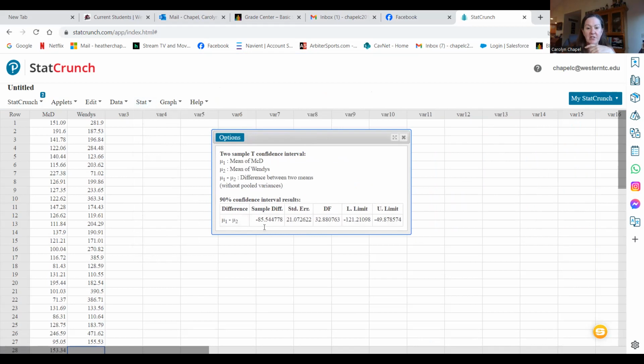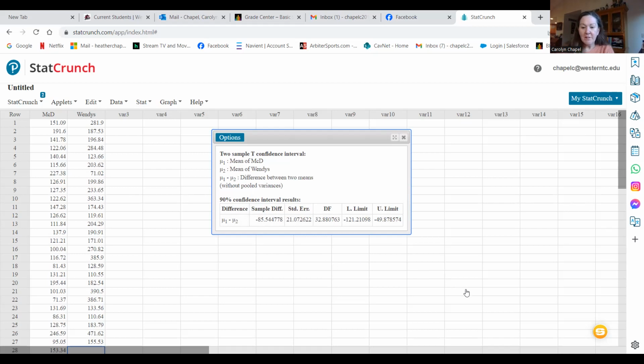You'll notice not much changes. We still have all the same information here. We just are now given that lower bound and the upper bound, which I will write down here. Our lower bound of negative 121.21 and our upper bound of negative 49.88. And I'll just go 2 decimals. Again, it really doesn't matter how many decimals you use, just follow the directions. It would matter if this was a life or death situation, but it is not.